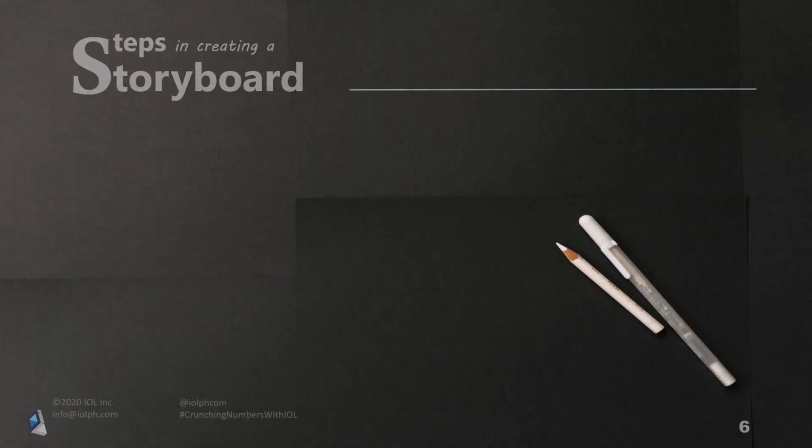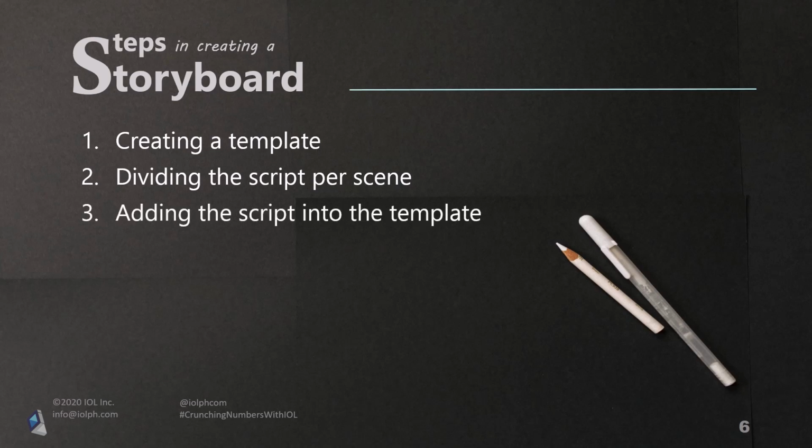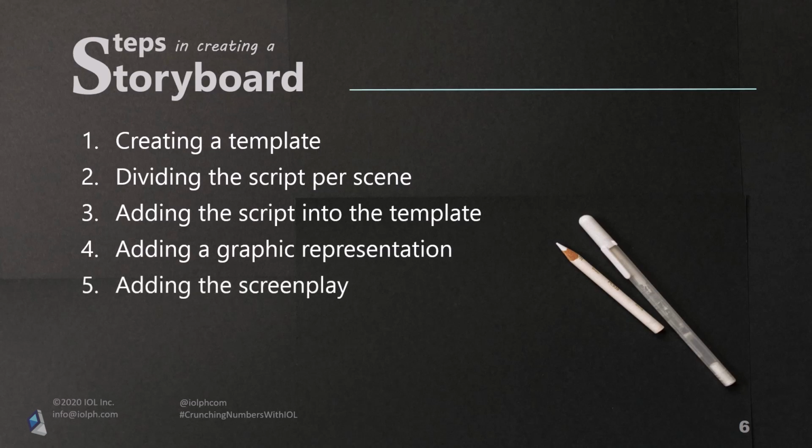Basically, we also follow 6 steps in the creation of a storyboard. First is to create a template. Second, divide the script per scene. Third, add the script. Fourth, add a graphic representation. Fifth, add the screenplay. And lastly, is to check and finalize the storyboard.